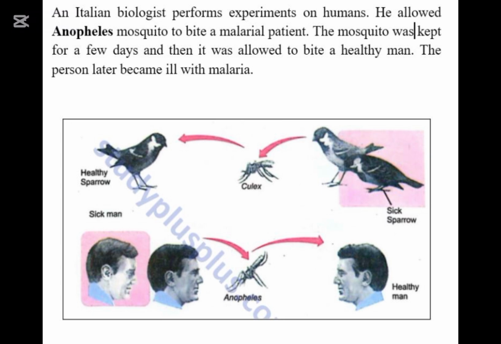So you can also see in the next figure how it is transmitted from the patient to the healthy person. Using the biological method, scientists proved that mosquitoes are the carrier of malaria. They carry Plasmodium from a sick person to a healthy person when they bite. So the biological method follows these steps: problem, observations, hypothesis, deductions, experiments, and conclusion.